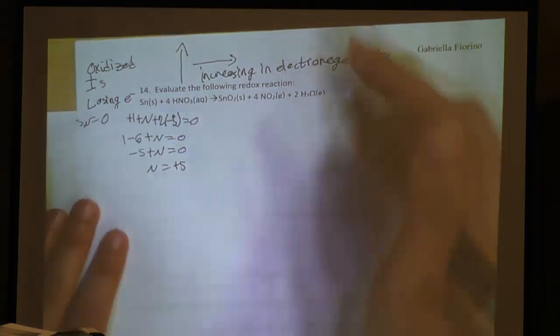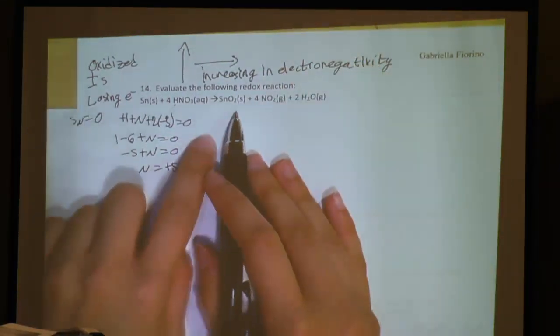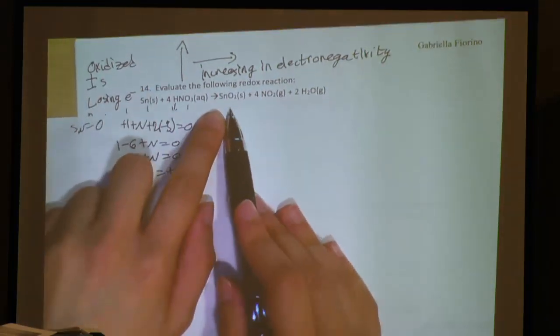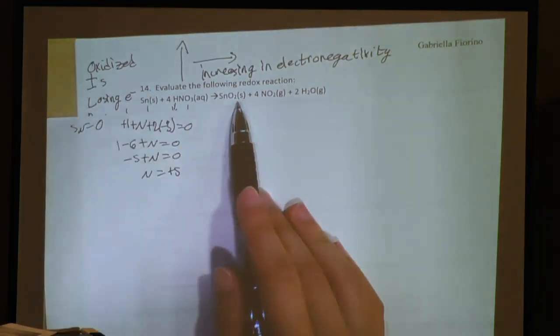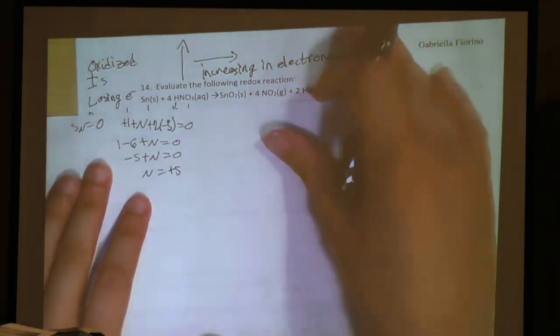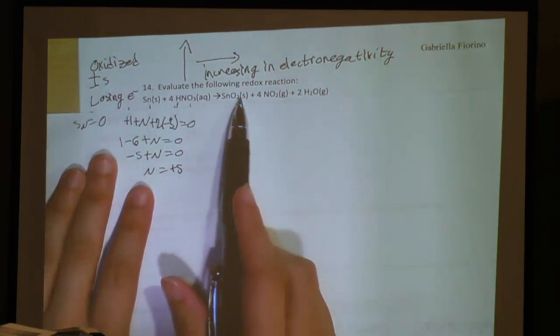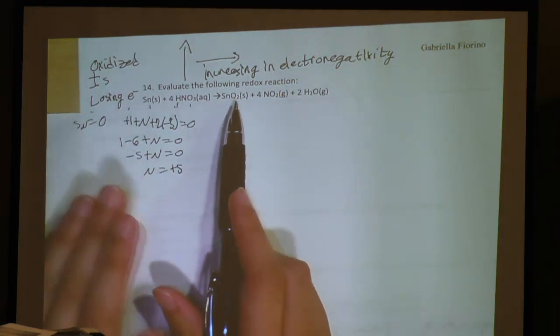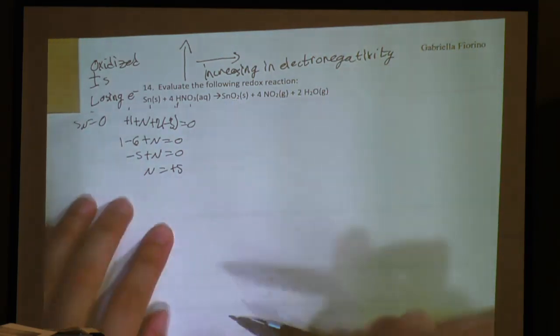Now we're going to go to this guy, SnO2. Now Sn is a transition metal, right? So we don't know its charge. But O2, we know its charge because it's electronegative. So it's basically hogging all of the electrons for itself. So we could calculate its oxidation state.